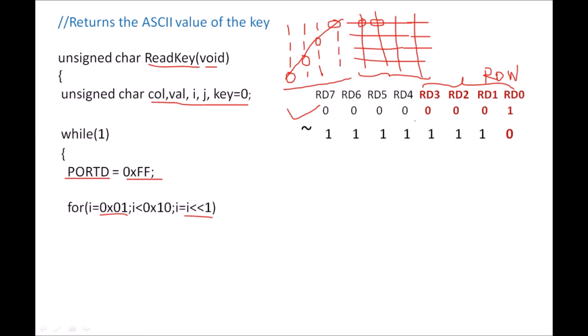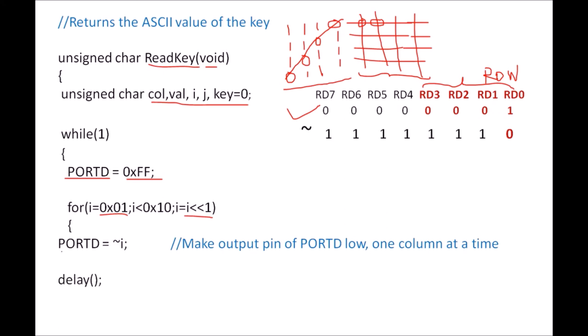So this is the initial value of I, and on port D we are sending the complement of this I. So the complement of I is like this. We are interested only in 4 bits. So we are sending logic 0 on RD0. To send logic 0 on RD0, first this data is stored in I and then I is complemented and we get this data. After that, this is for making logic 0 on the first row. We'll see how to read the column data, but here just try to understand how we are sending logic 0 on one row at a time.